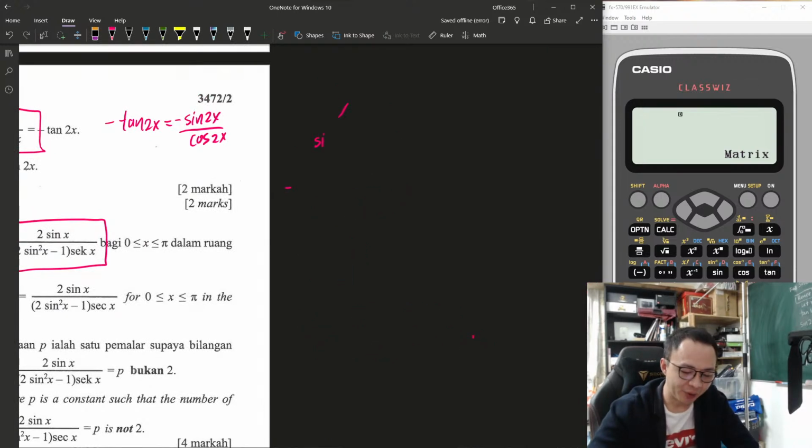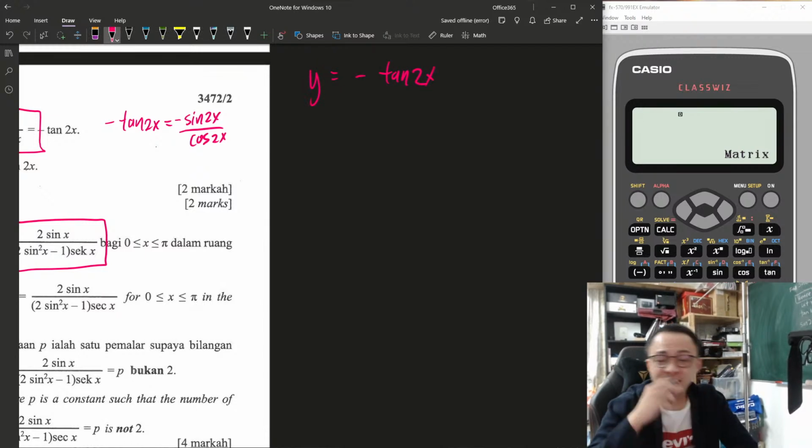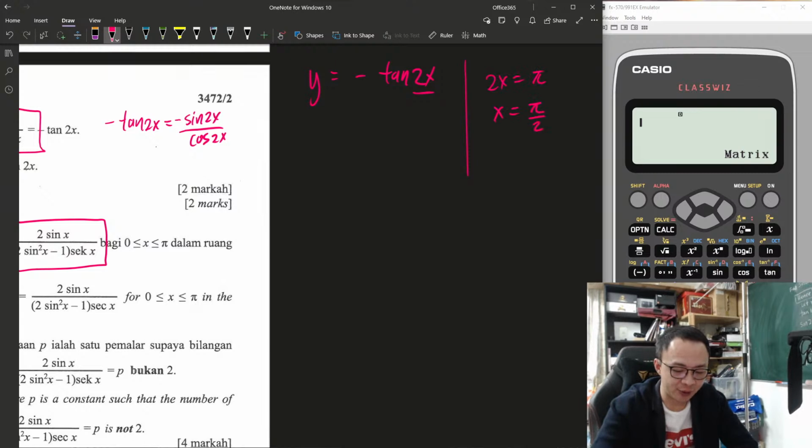So what we want to do here is, if y equals negative tangent 2x, the first thing is I want to find the period. We know for tangent, the whole bx is always equal to pi, isn't it? So 2x is equal to pi, my x is pi over 2. So this is basically my period. That means one cycle of the tangent graph will be pi over 2 or 90 degrees here.